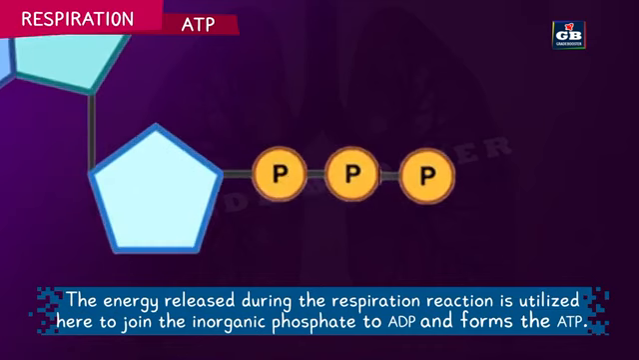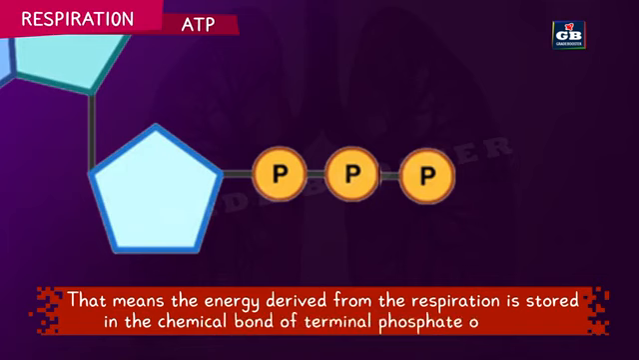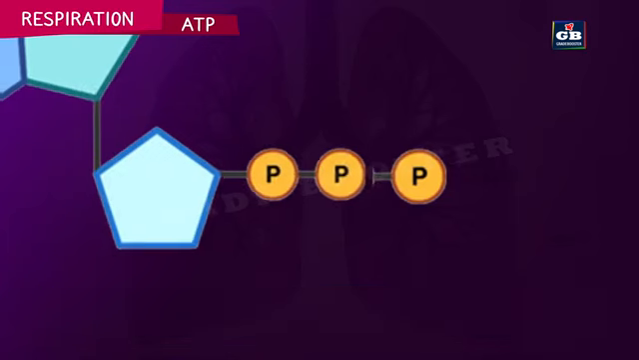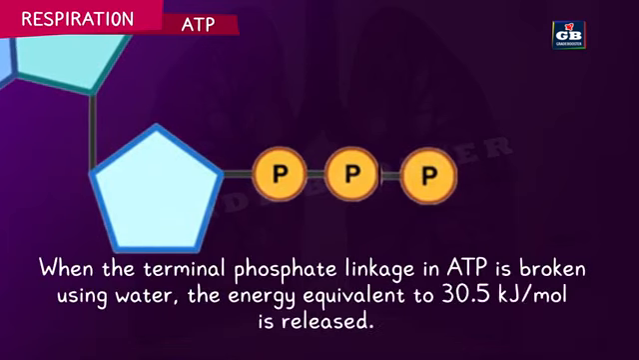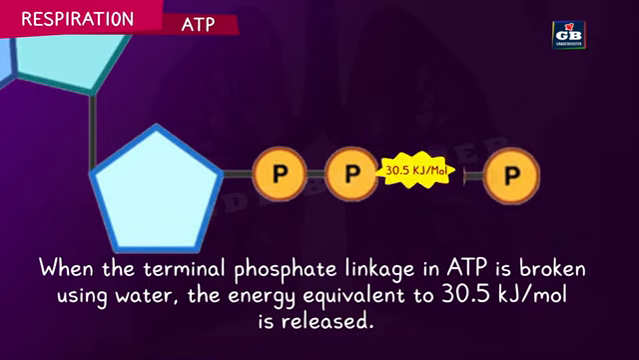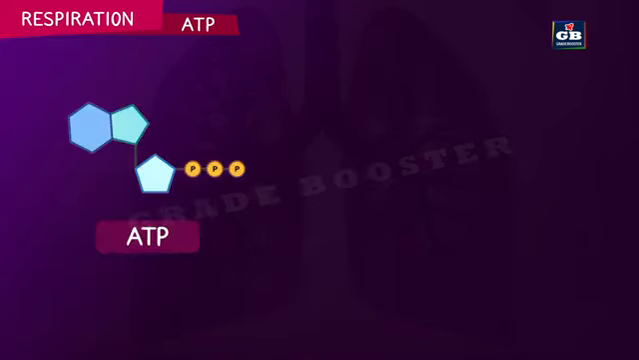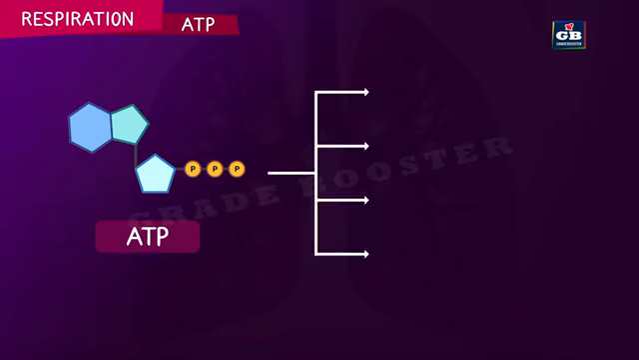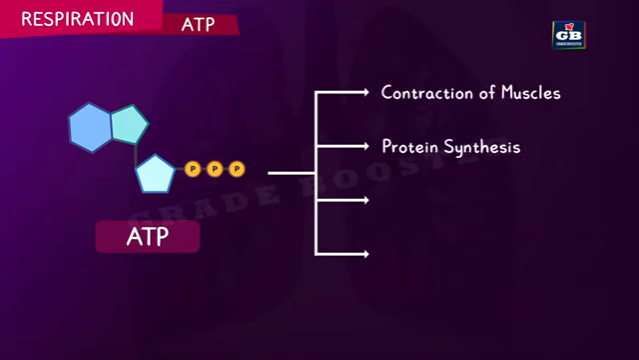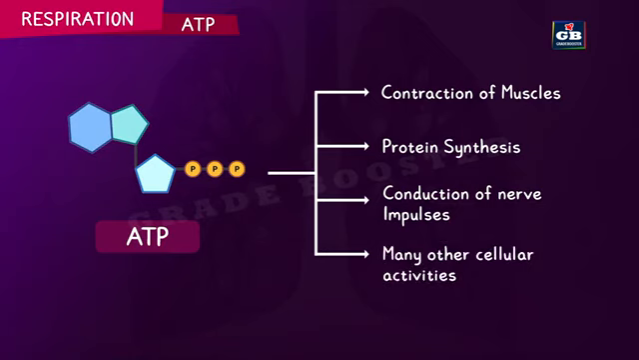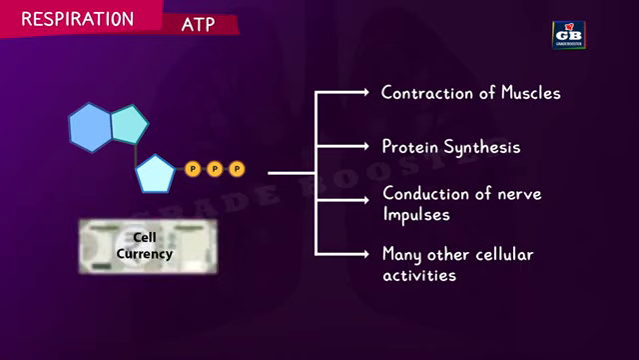It has three phosphates. That means the energy derived from the respiration is stored in the chemical bond of the terminal phosphate of ATP. When the terminal phosphate linkage in ATP is broken using water, the energy equivalent to 30.5 kilojoules per mole is released. This ATP molecule serves as the primary source of energy for various cellular activities. ATP can be used in the cells for the contraction of muscles, protein synthesis, conduction of nerve impulses, and for many other activities. For this reason, the ATPs are called cell currency.